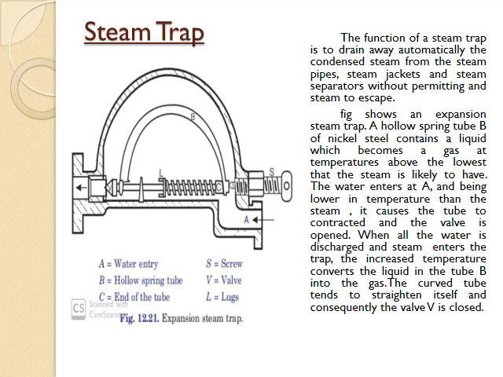A hollow spring tube B of nickel steel contains a liquid which becomes a gas at temperature above the lowest that the steam is likely to have. The water enters at A and being lower in temperature than the steam, it causes the tube to contract and the valve is opened. When all the water is discharged and steam enters the trap, the increased temperature converts the liquid in the tube B into the gas. The curved tube tends to straighten itself and consequently the valve V is closed.